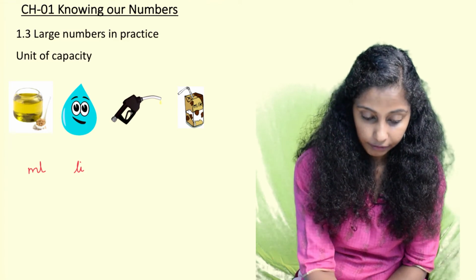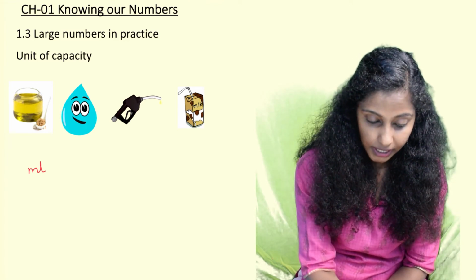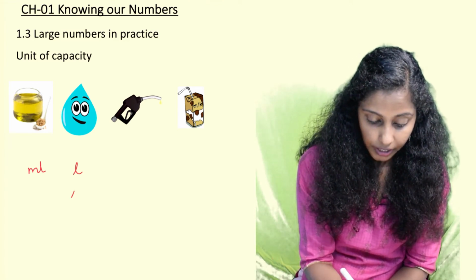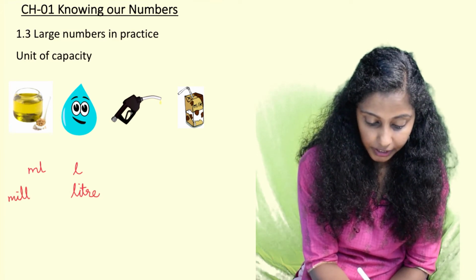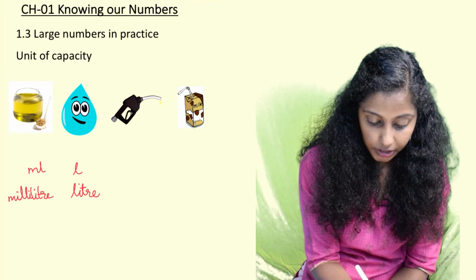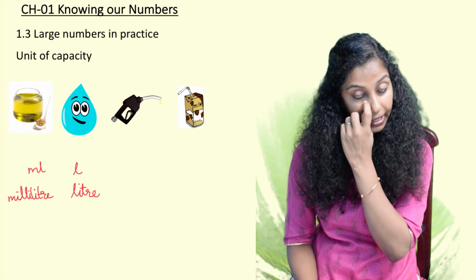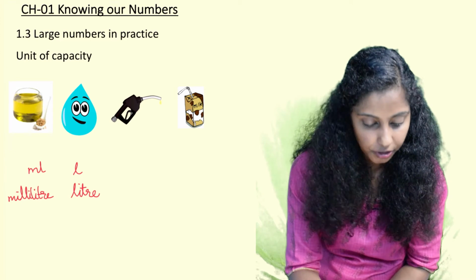When I write liter, only L stands for liter and the spelling is LITRE. ml is the symbol and the spelling is milliliter. Milliliter is a smaller unit whereas liter is a bigger unit to measure capacity.